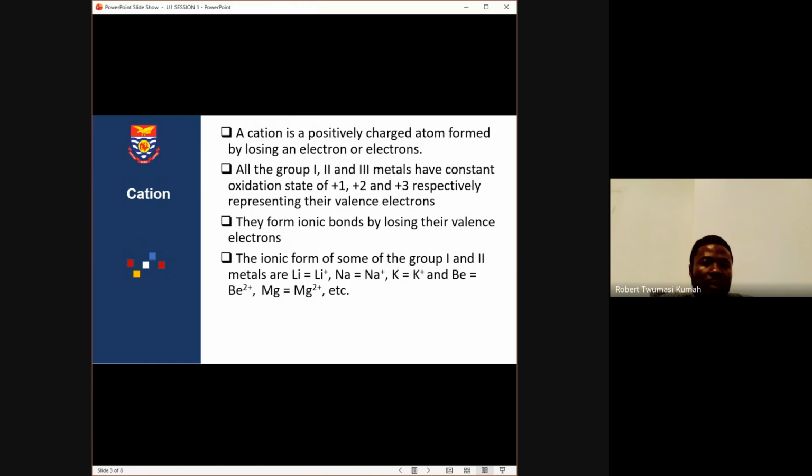All right. So since it can gain to become an ion or lose to become an ion, that tells us that we can talk about 2 types of ions. Those 2 types are cations and anions. The cation is a positively charged atom formed by losing an electron or electrons.